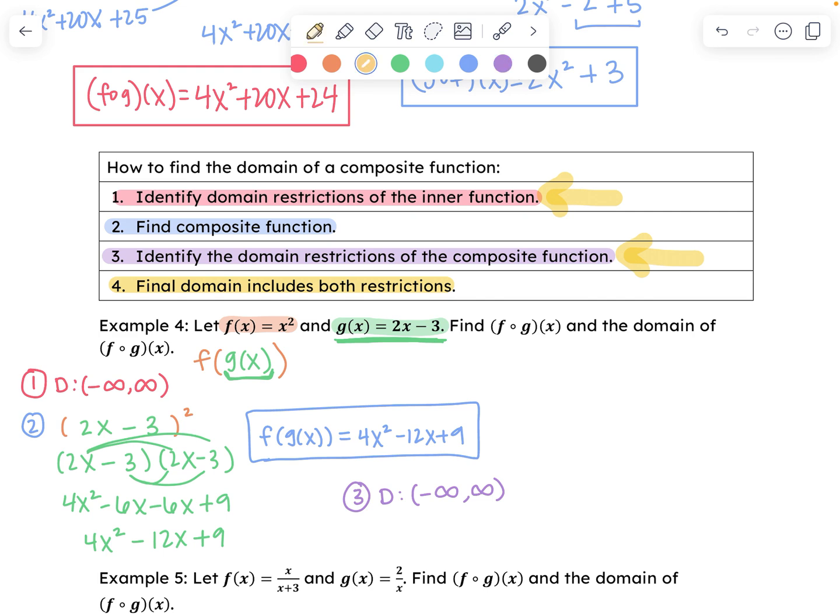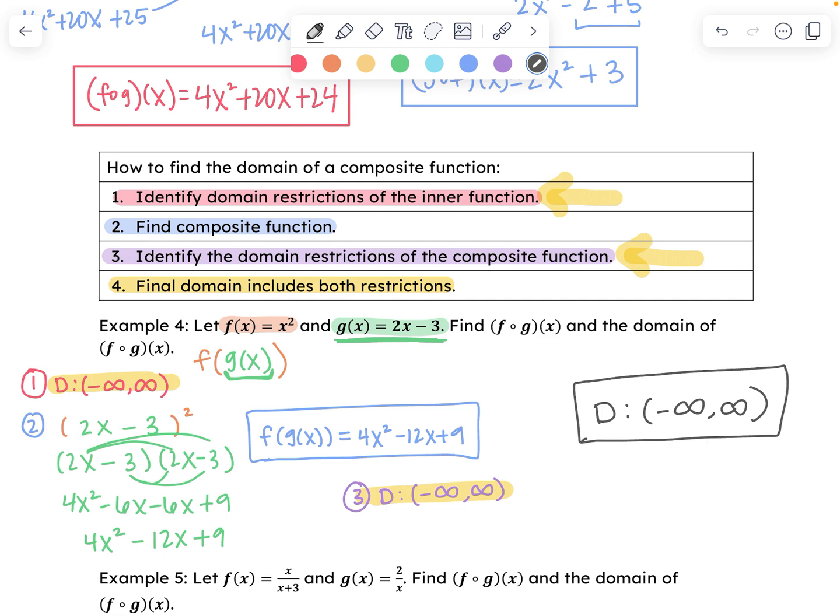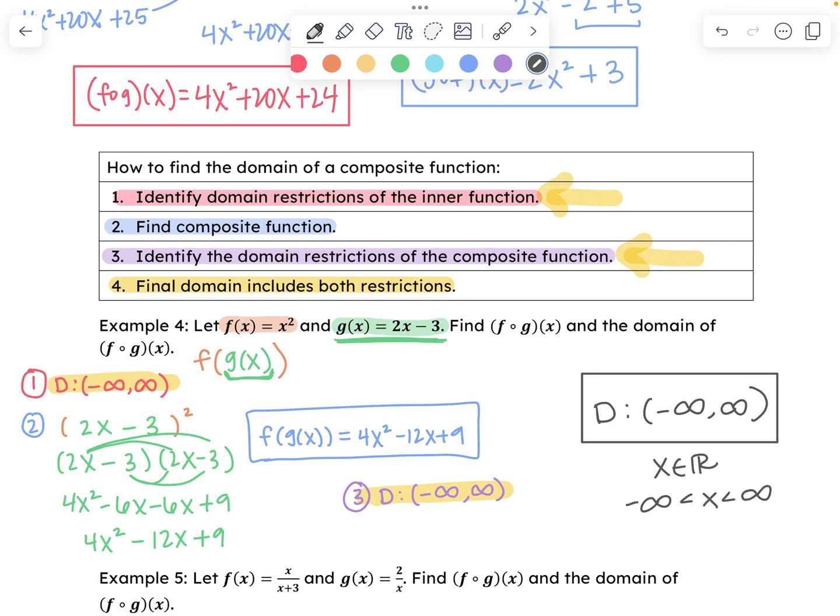So when I write my final domain in step 4, I'm going to use a color different than yellow. That's a little bit easier. Let's use the gray. My final domain would just be from negative infinity to infinity, because when I combined step 1 and step 3, there were no domain restrictions. So my final domain is negative infinity to infinity. Or you could say x is an element of the real numbers, or negative infinity is less than x, which is less than infinity. There's multiple ways to write it.